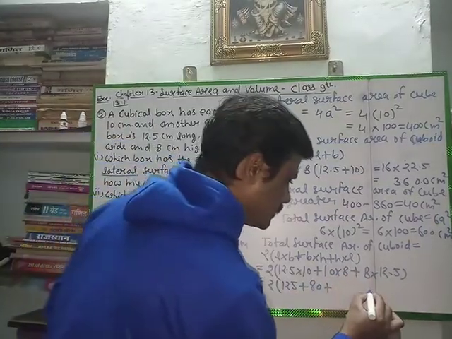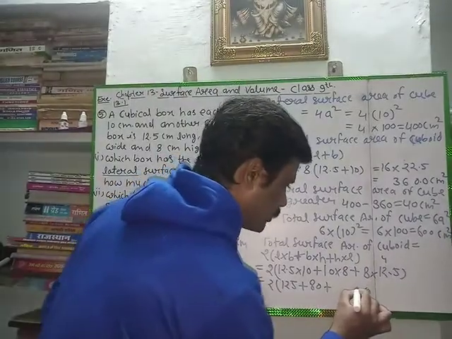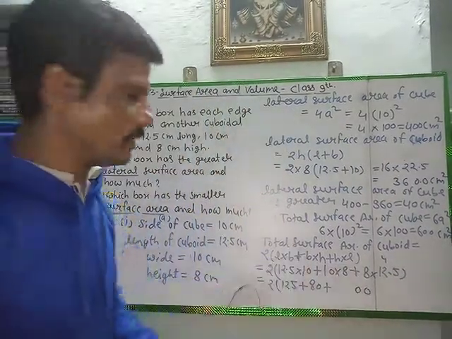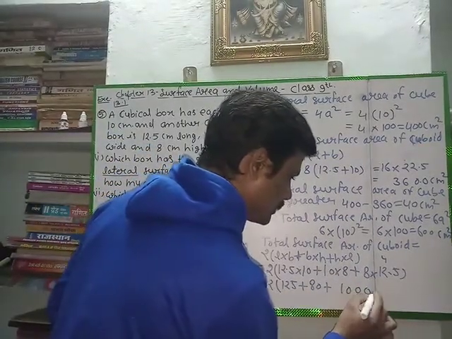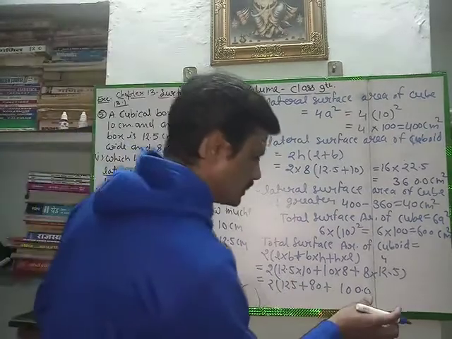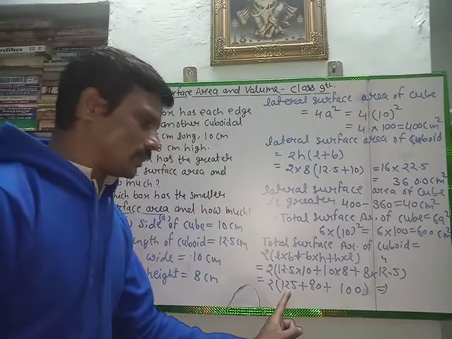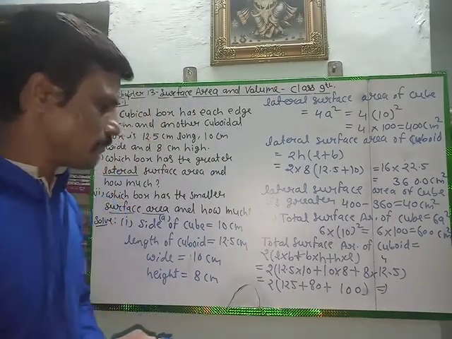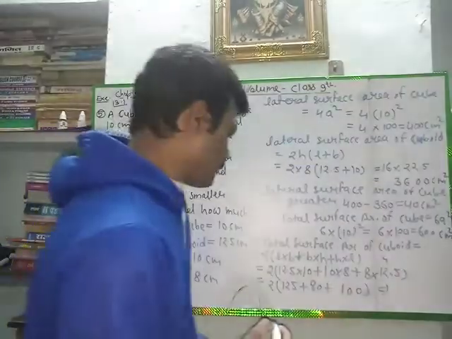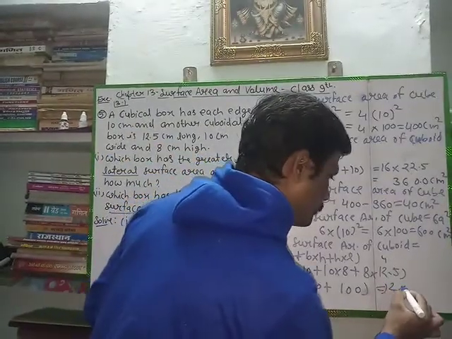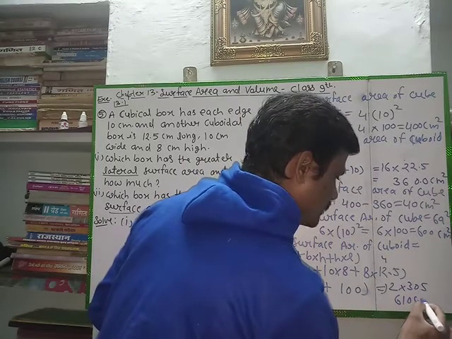100. 8 5s are 40, 0 carry 4. 8 2s are 16, 16 plus 4 is 20, 0 carry 2. 8 1s are 8 and 2 is 10. Means we will use decimal after one place. So 100 centimeter, you can write down 100. This will become 225 plus 80, 305. 2 multiply with 305. So this will become 610 centimeter square.